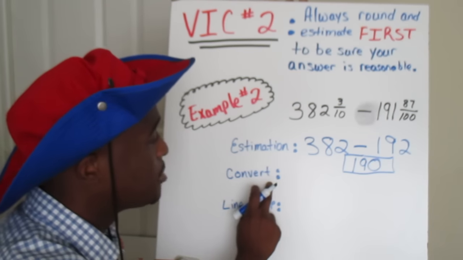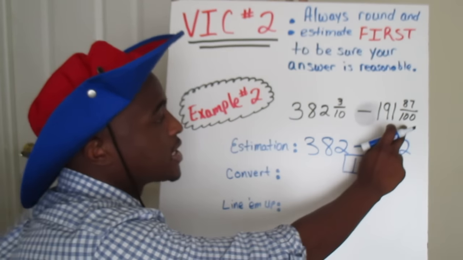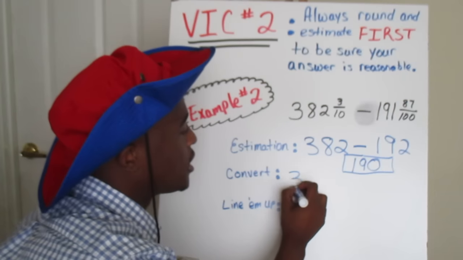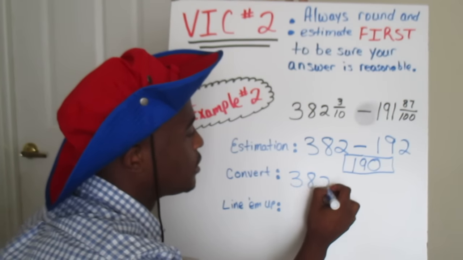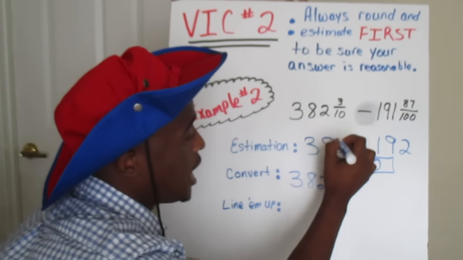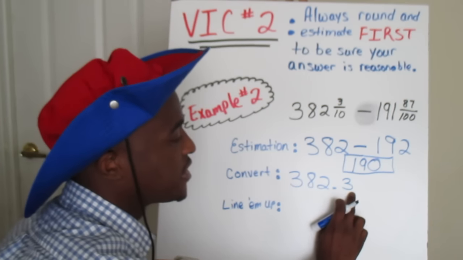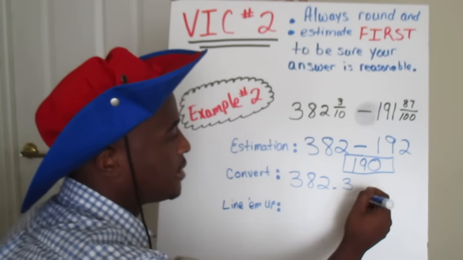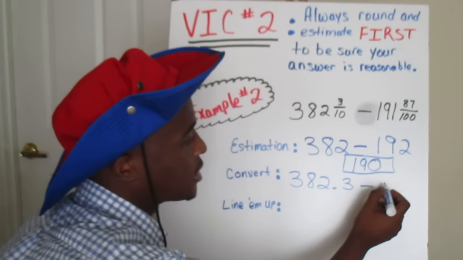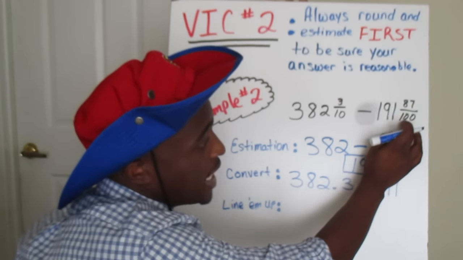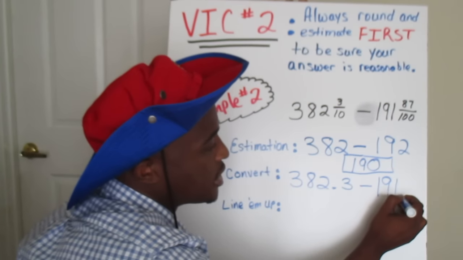All right, our second step is to convert our mixed numbers into decimals. So 382 and 3 tenths. Remember, this is the tenths place. Subtract 191 and 87 hundredths.